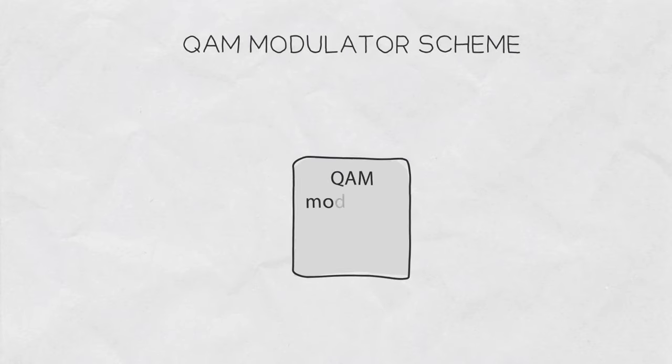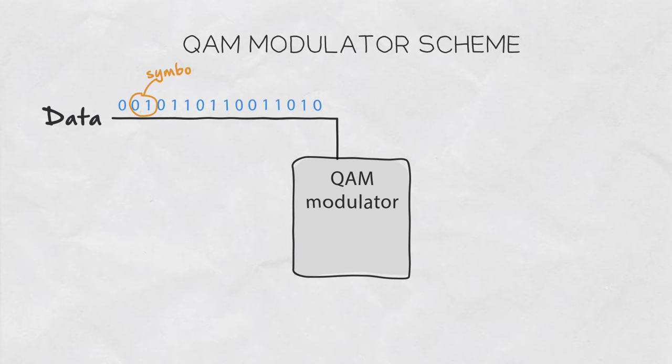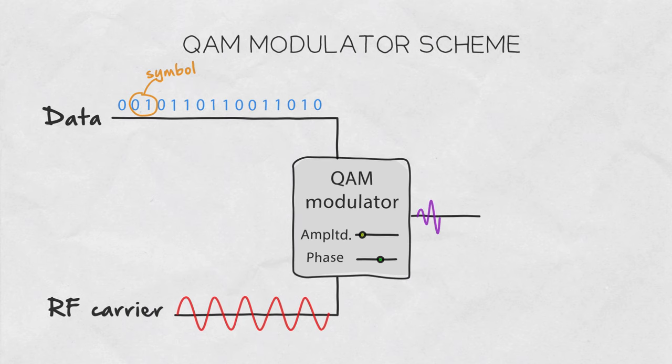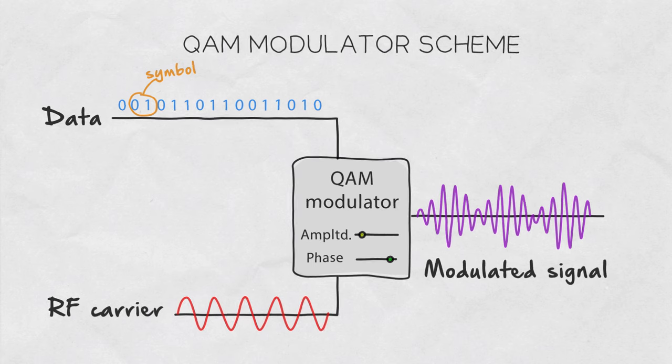Here is the simplest QAM modulator scheme. At the input is digital data processed by groups of bits or symbols. At the other input of the modulator is the RF carrier signal. These input signals are combined in the modulator, which controls the amplitude and the phase of the resulting output signal, which lets us encode more information onto the signal compared to any other modulation alone.